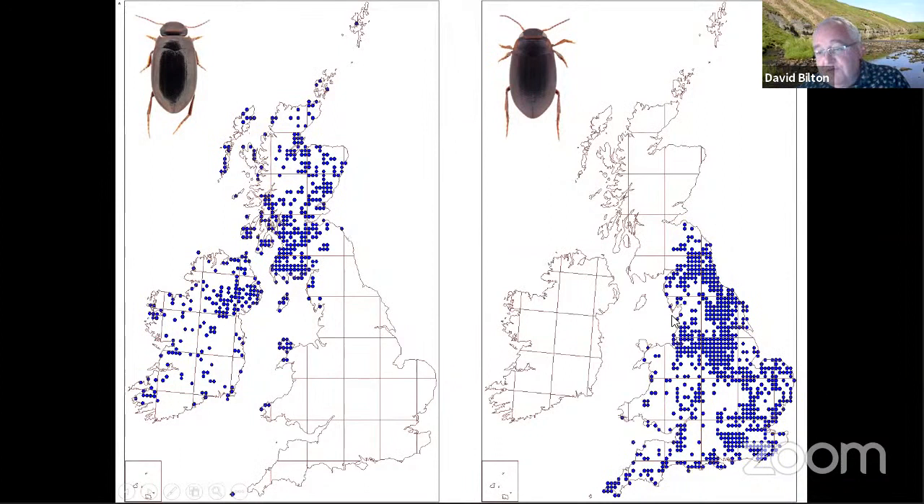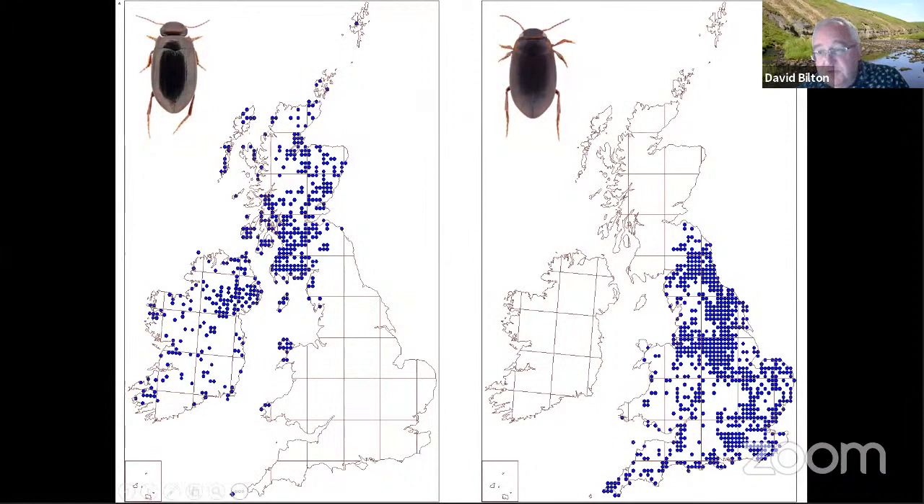If we look at the matte form, it's the only form throughout much of England and Wales, but it doesn't penetrate so far into Scotland, isn't found on these outlying islands. And interestingly, although it's found right on the southern tip of Cornwall here, where you can see these Scilly Islands from, it's not on the Scilly Isles, but the shining form is.